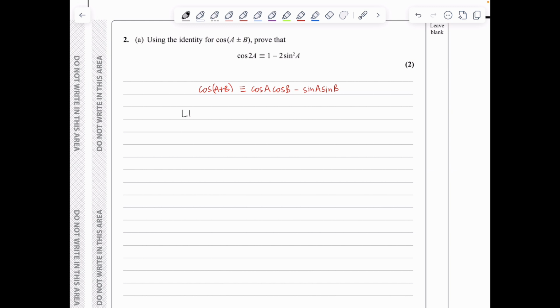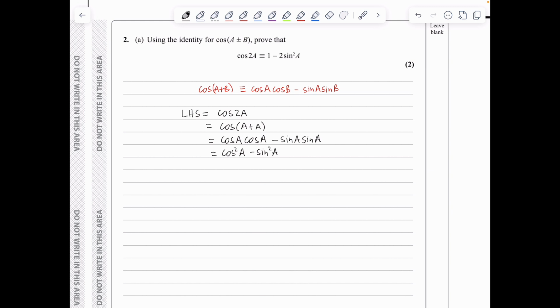So starting from the left hand side, we've got cos 2A, which we can see as cos(A + A). So using the identity here, we can write cos(A + A) as cos A cos A minus sin A sin A, which is of course cos squared A minus sin squared A.